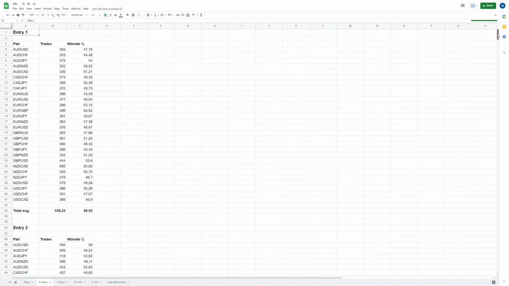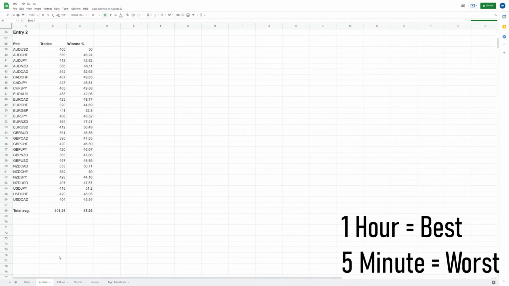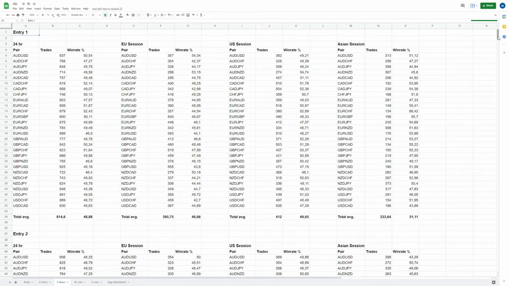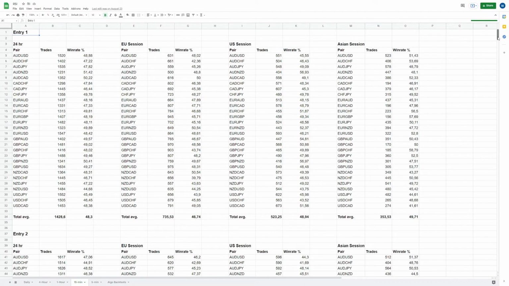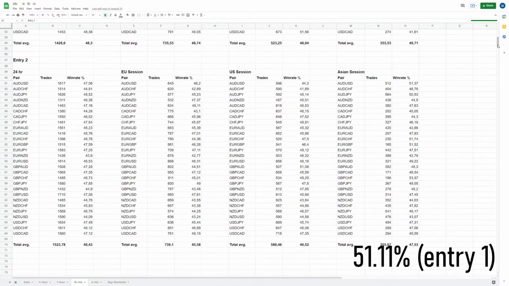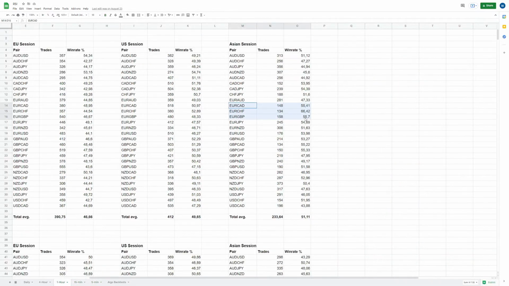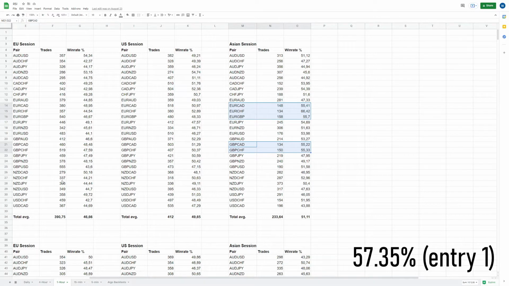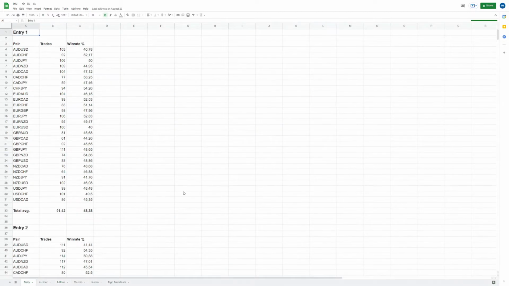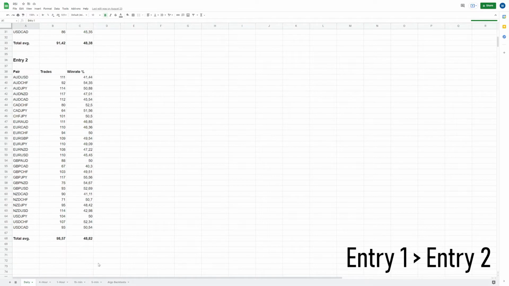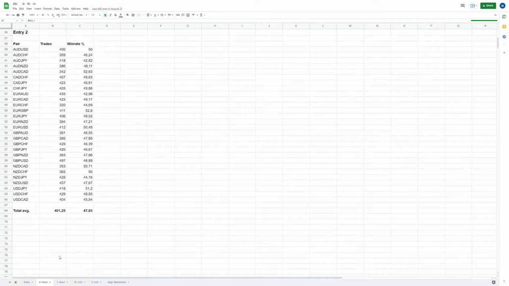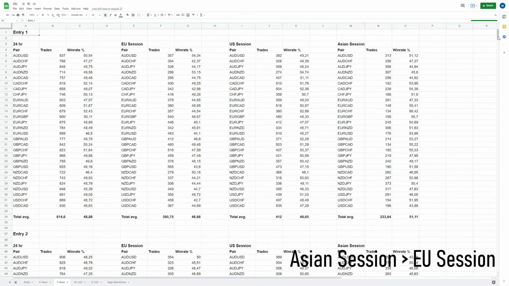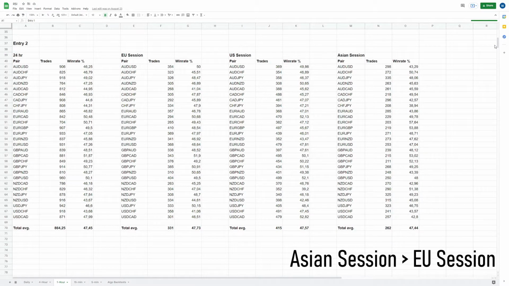Based on average win rates, it seems like the hourly time frame is the best and the 5-minute is the worst. Still, the hourly time frame only had an average win rate of 48.88% during the 24-hour session. It did, however, have an average of 51.11% win rate during the Asian session, and if you take the top 5 best performing pairs, you get an average of 57.35%. Not bad. On every time frame, except the daily, entry 1 is outperforming entry 2, especially on the lower time frames like the 15-minute and the 5-minute. Across all time frames, the Asian session seems to be the best and the EU session seems to be the worst.